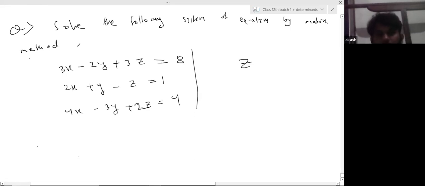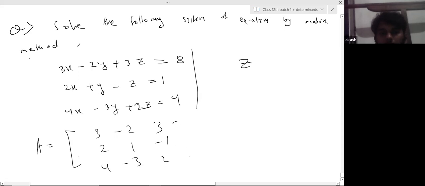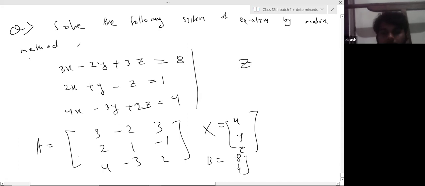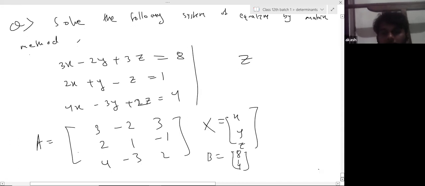Okay, let's see. Here the matrix A would be 3 minus 2, 3, 2 1 minus 1, 4 minus 3 2, and X is x, y, z, and B is 8, 1, 4. So what is the determinant of A here?